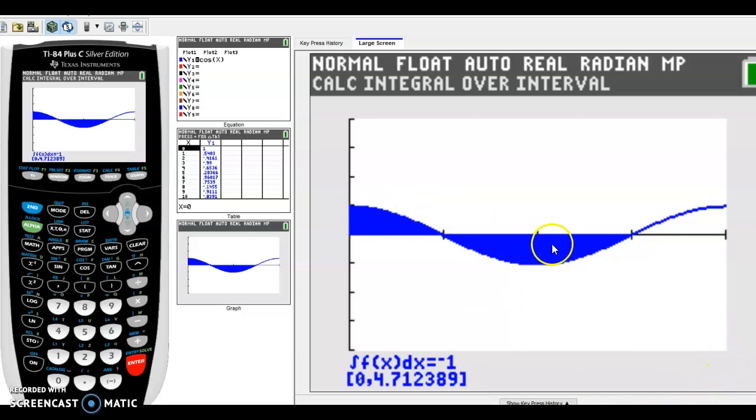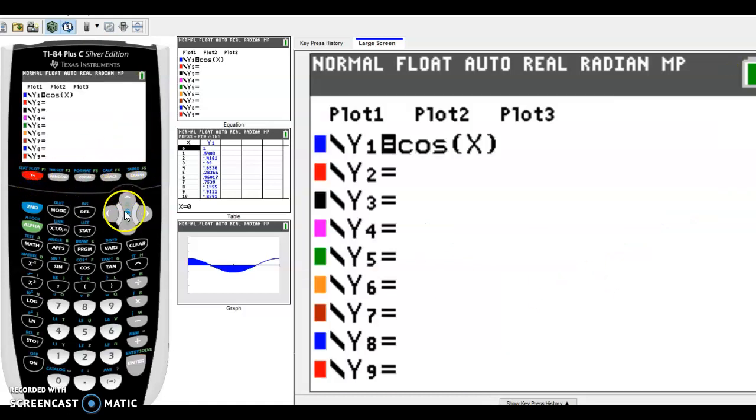But what we wanted is we wanted the area. We just want to know the area. So anything that's negative, we don't actually want it to be negative. We want it to be positive. So on the calculator, or even by hand, an easy way sometimes to change the curve so that the curve will always be positive is actually to take the absolute value of the curve.